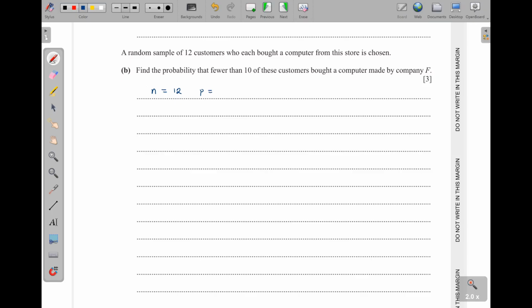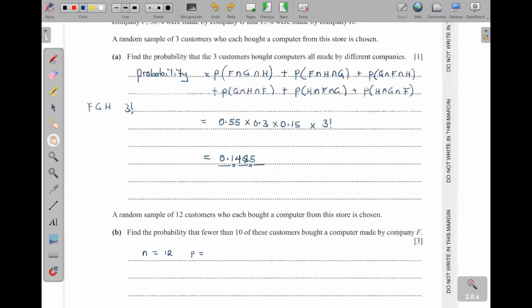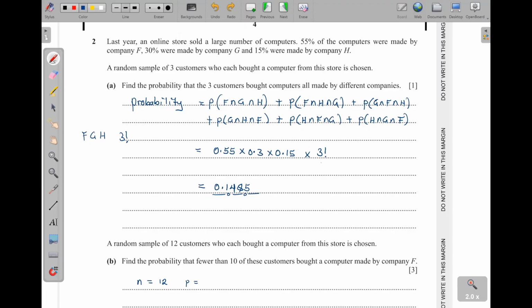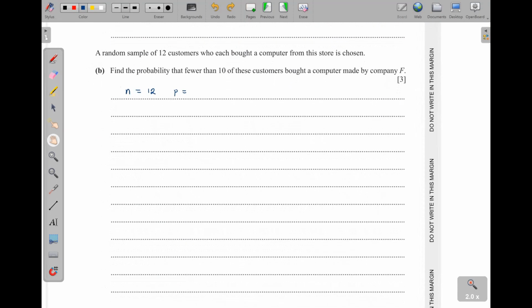Then p, they said bought a computer made by company F. So if we check company F here, it was 55%. So that is our p. And then the remaining will be the q, the probability of getting the failure. So this is 0.55, and then the q is going to be 0.45 when you subtract 0.55 from 1. Okay, so they want us to get the probability of x less than 10. That is the probability of x is equal to 9, 8, 7, 6, 5, 4, 3, 2, 1, and 0.